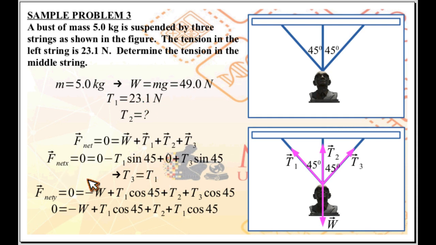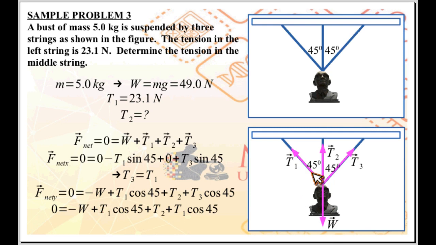So from X component, we get T3, but that's not what we are looking for. We are looking for tension in the middle string. We are looking for T2. So we move on to the Y component. Y component of F net, you have F net Y component of 0 is 0. Y component of weight is vertical, negative direction, so minus W.